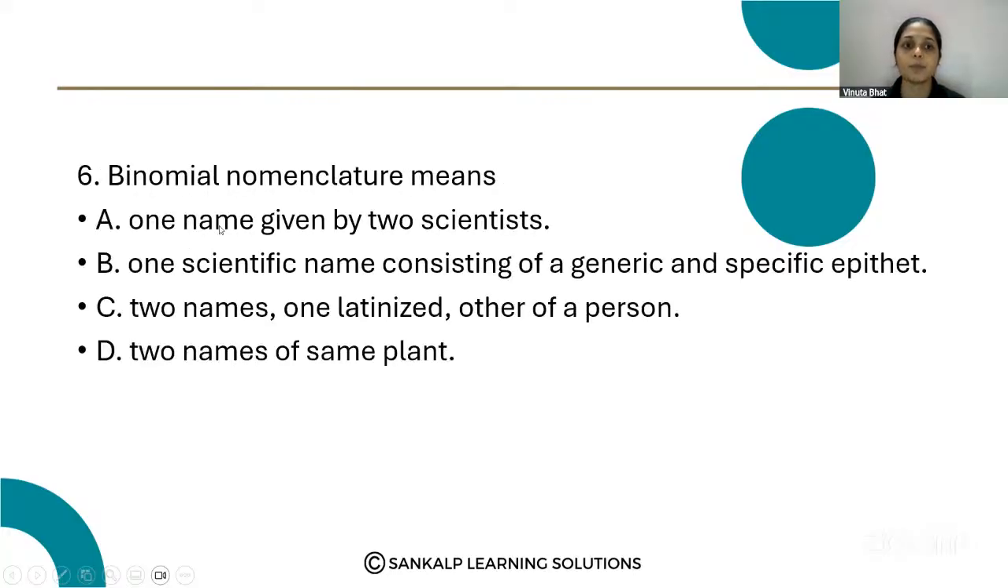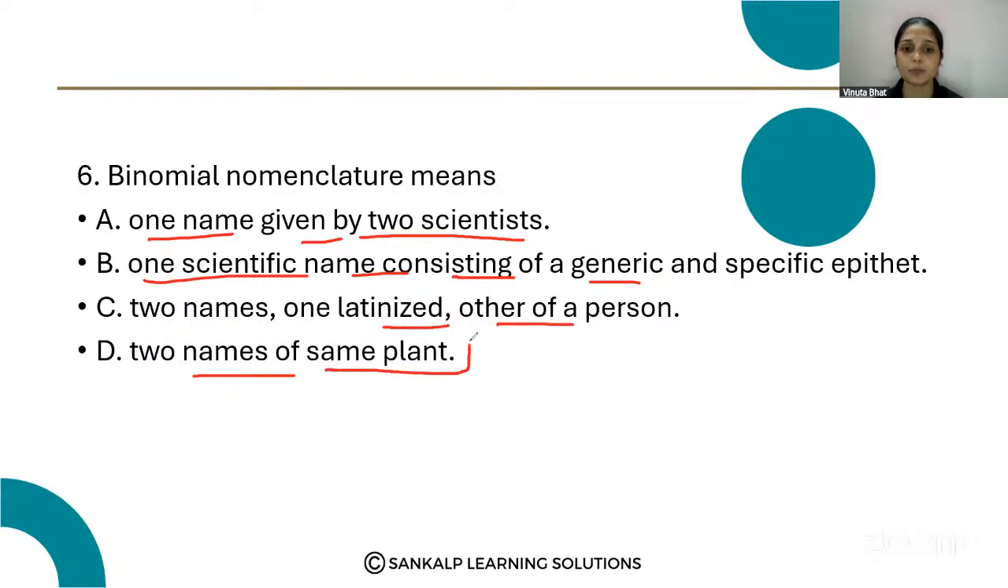Next question. Binomial nomenclature means. What is the meaning of this binomial nomenclature? Option A. One name given by two scientists. Option B. One scientific name consisting of generic and the specific epithet. Option C. Two names, one Latinized, other of a person. Option D. Two names of a same plant.